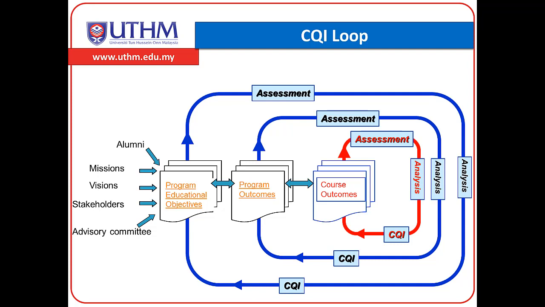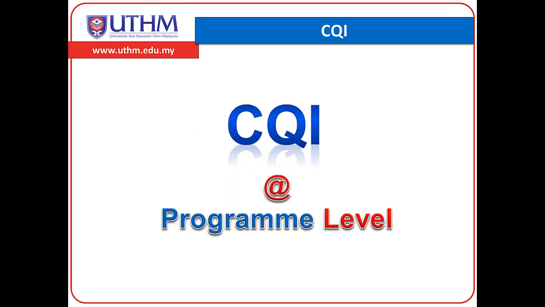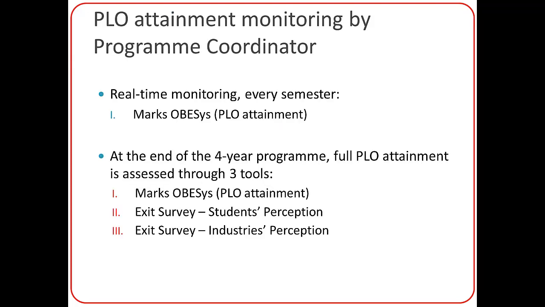So what happens at program level? Okay, so there are two ways. First, there's monitoring. We have to monitor every semester, or at least every year, each and every one of the students to ensure that you are on your way to achieve the PLOs. We can do that through a system called OBESIS.